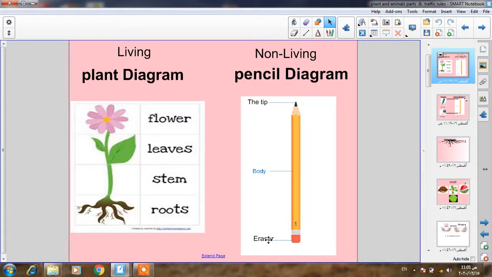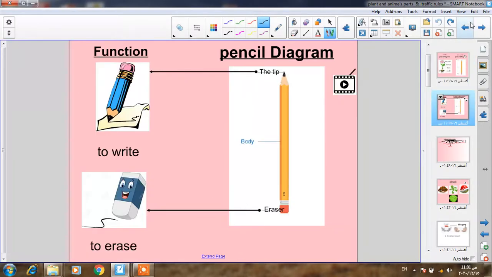We are going to continue our lesson, which is talking about the parts of plants and animals. And we said that the parts of plants are the flower, the leaves, the stem, and roots. And we said in detail in the class the function of each part. Okay? Now we are going to learn about the parts of animals.